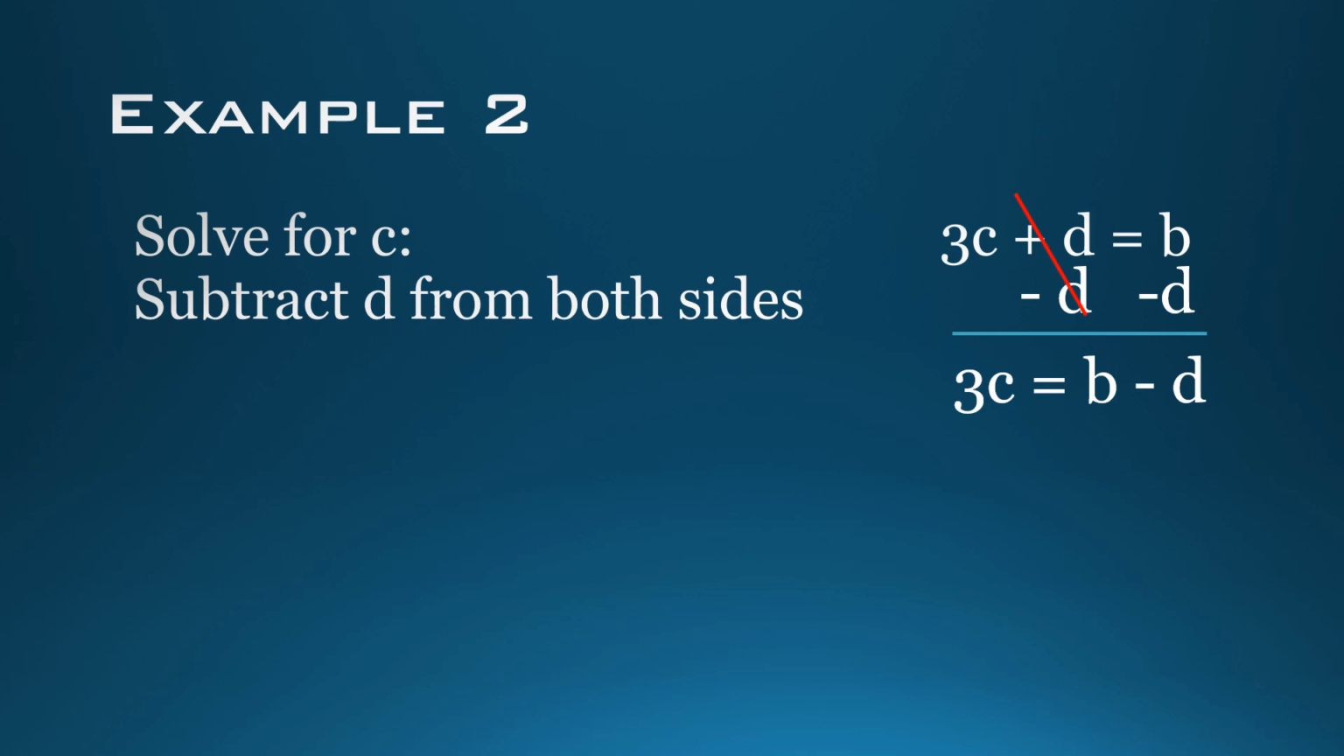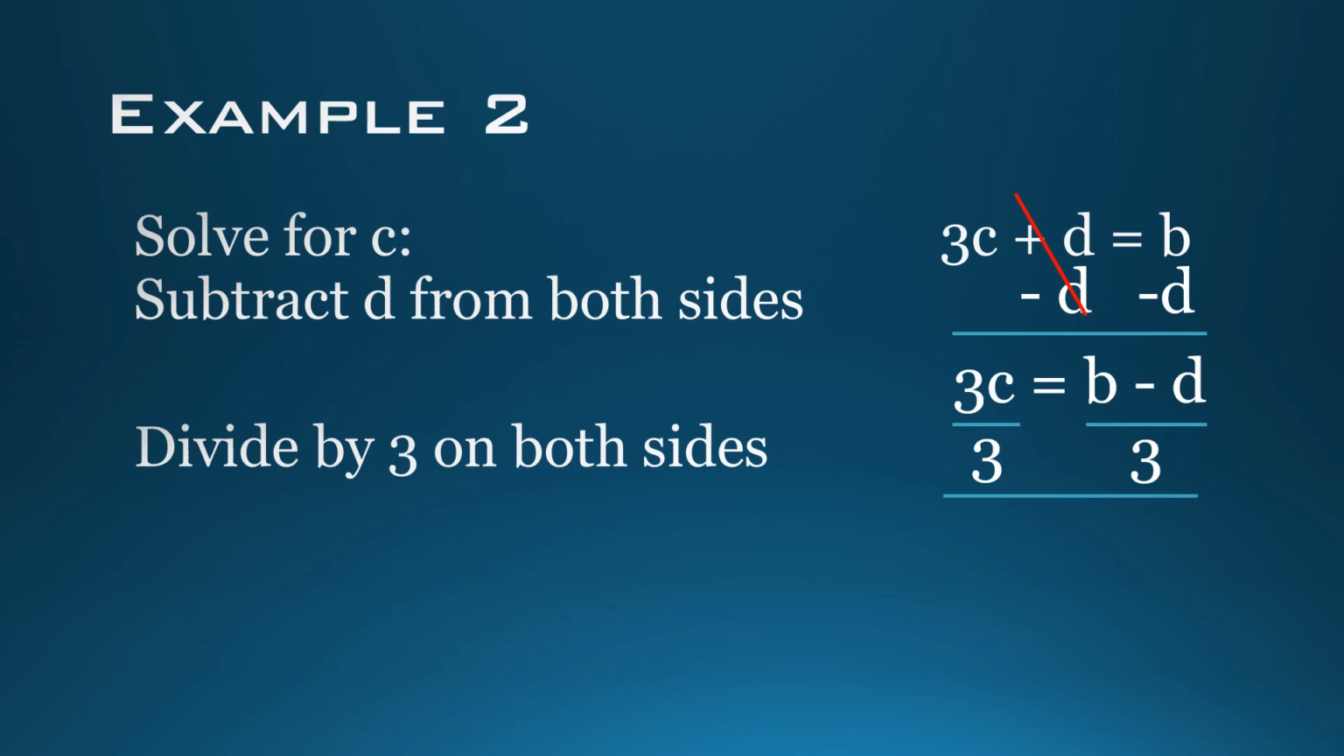Now, we still have to get that 3 away from the c. Right now it's being connected by multiplication, so we divide by 3 on both sides, which eliminates that 3 because 3 divided by 3 is 1. So it's c equals b minus d, divided by 3, because the whole difference has to be divided by 3. And that's your answer. We don't have to go any farther than that. This is great. Isn't this fun?